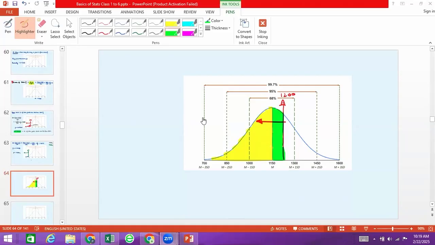Similarly, that number will definitely be less than 50 plus 34, that is 84%. Because even if I include this area, which I need not to, obviously, what percentage of values are less than this point? 50 plus 34, that is 84. So the percentage value will definitely be less than 84.